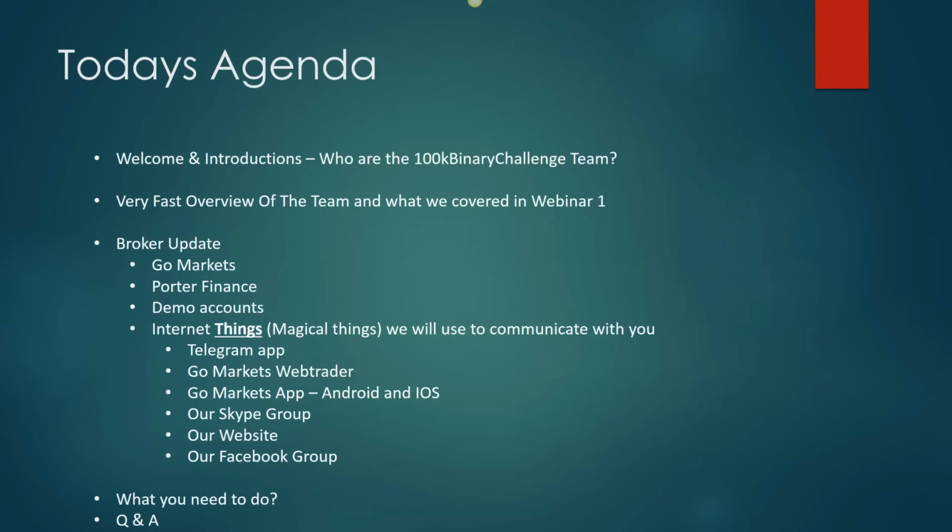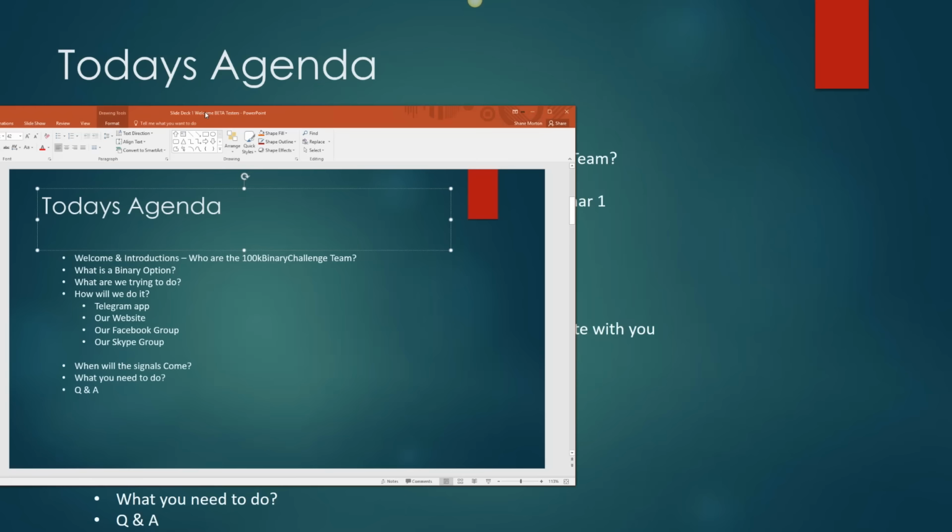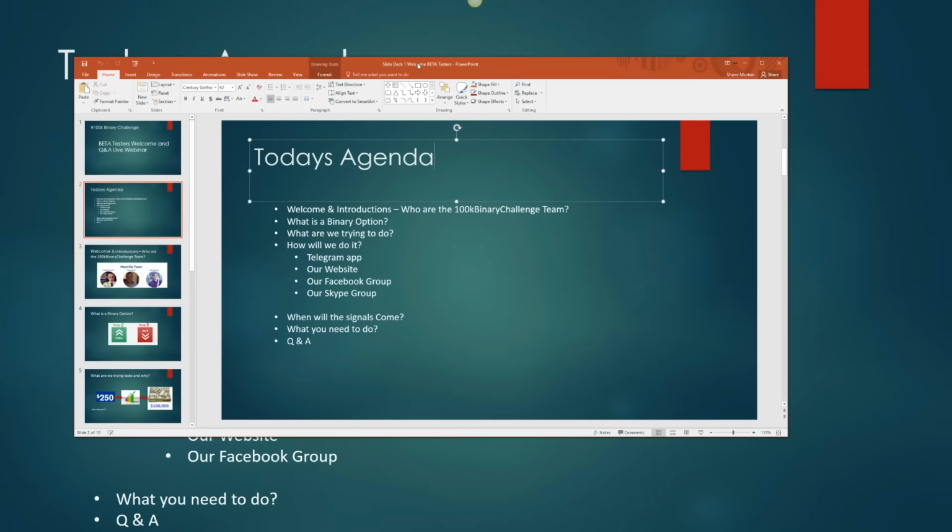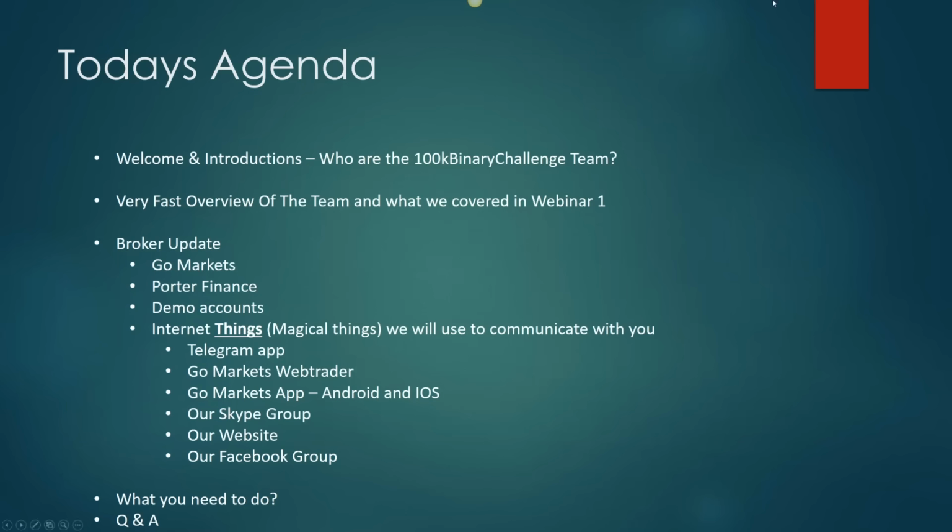So to highlight what we covered in the last webinar for anyone who cares, it was nice and long. It was about an hour. Hopefully we'll keep this one a bit shorter. You guys should be able to see my PowerPoint from before. So we did an introduction. We covered what binary option was. We covered what we're trying to do. We covered off how we'll do it. We went through Telegram very quickly, our website, our Facebook, our Skype, when the signals will come, and what you'll need to do. And then we did a very long Q&A session. It's all recorded. It's all up on Facebook. It's all up on the internet. Go and look at it. We'll share the link at the end if anyone wants it.